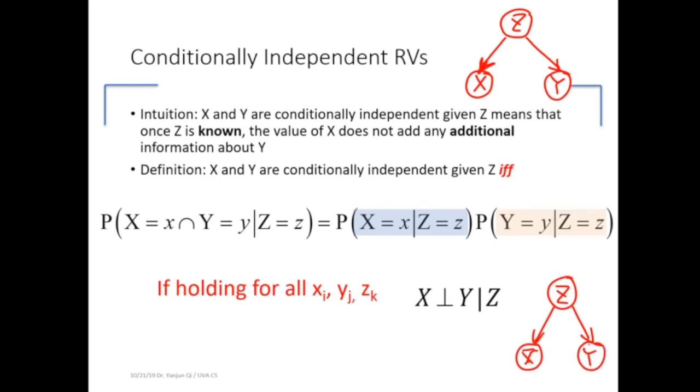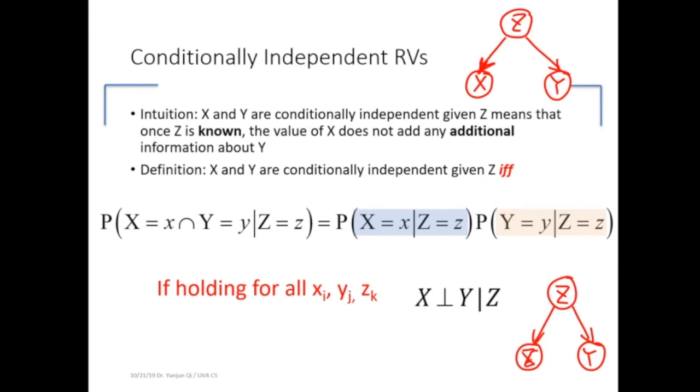This means the value of x doesn't tell you additional information about y when given z. So when given z, these two are independent. However, this doesn't mean x and y are independent. This is called conditional independence: they are independent of each other when conditioned on the z variable.